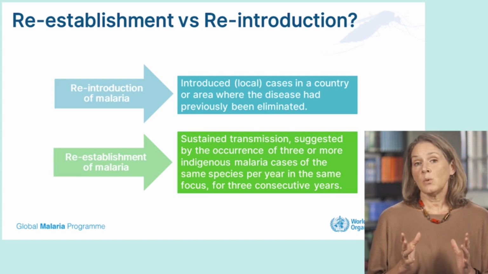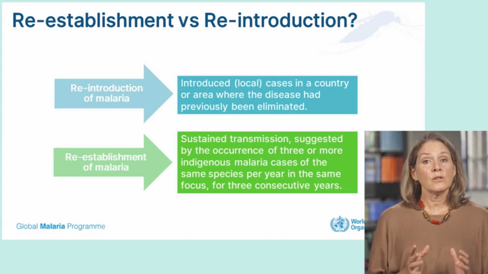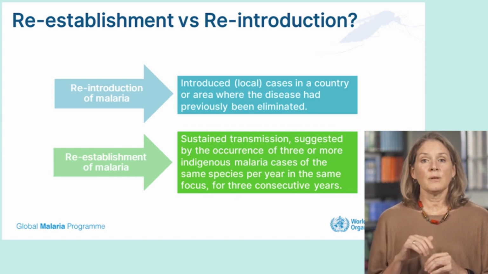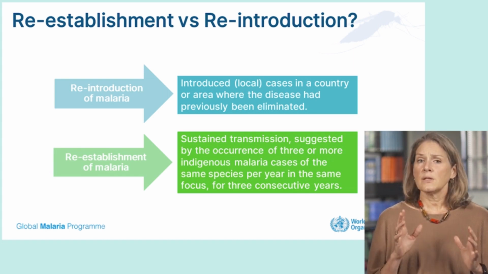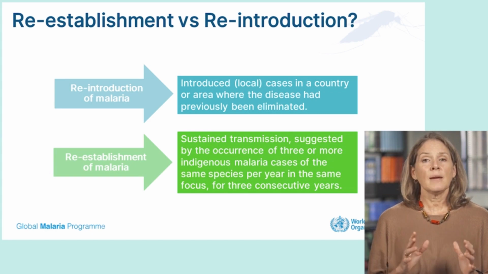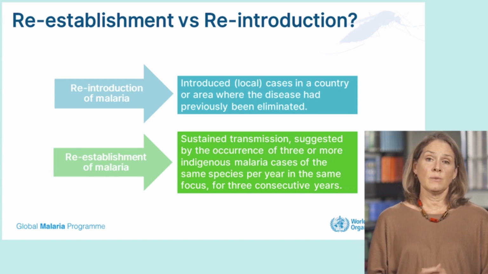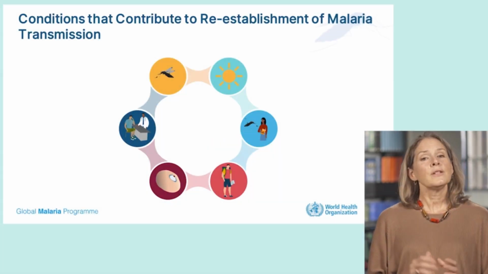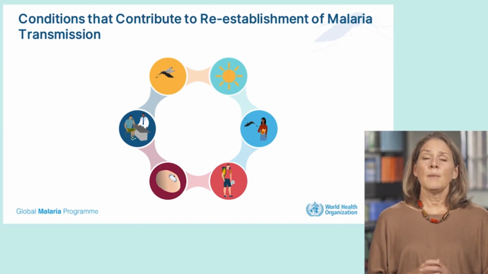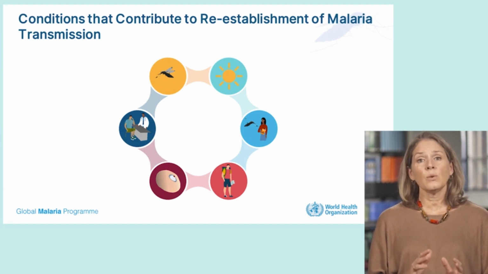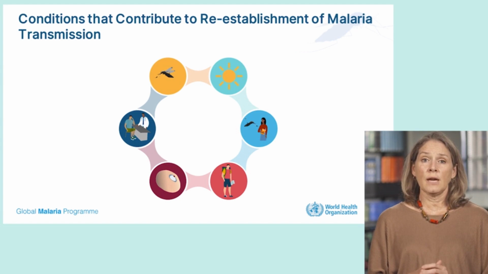From these concepts, we can see that preventing reintroduction of malaria will be more difficult than preventing reestablishment of transmission. But our goal is to prevent reestablishment of transmission. As a result, countries have a period of time after finding introduced cases to quickly intervene to interrupt transmission before it becomes reestablished. There is a range of conditions that make it more or less likely that reestablishment could occur in a given area.